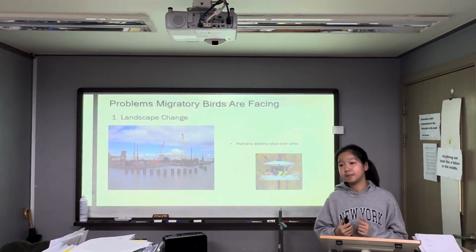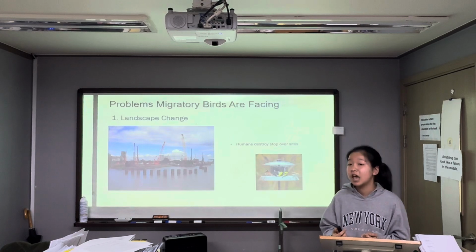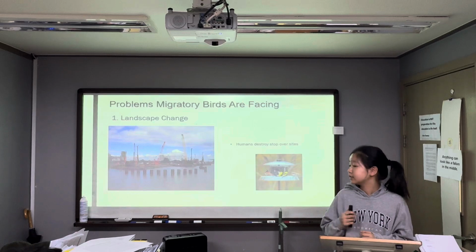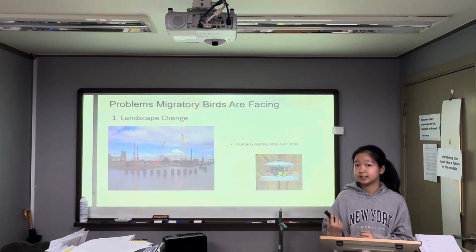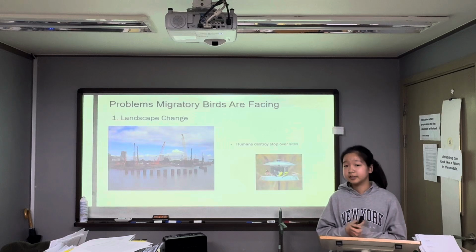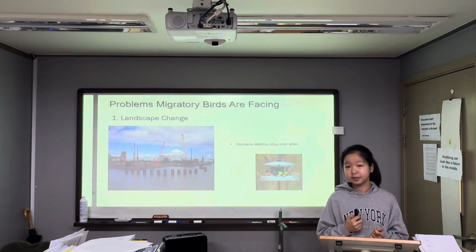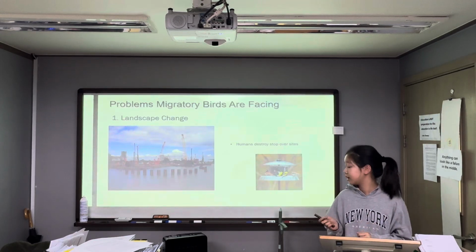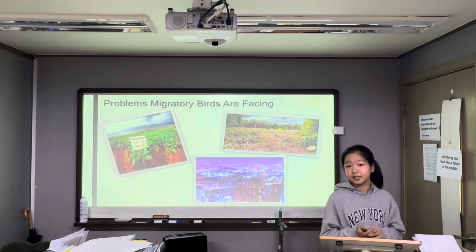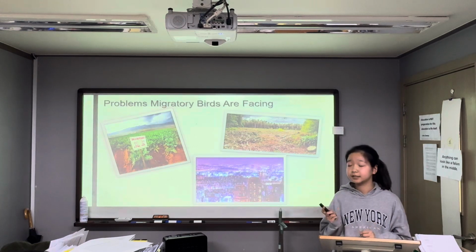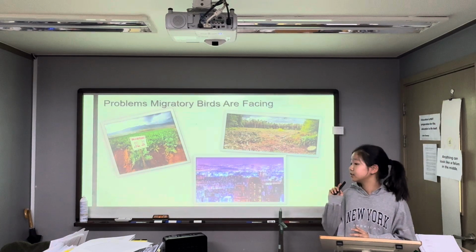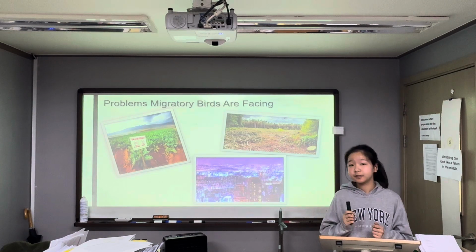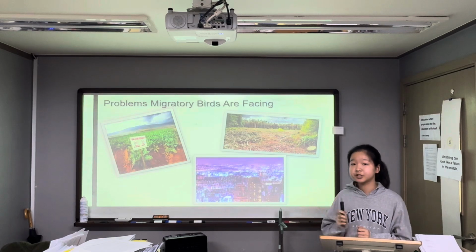Migratory birds have been migrating ever since they existed, but nowadays there are some problems they are facing. First, landscape change. Humans are altering migratory birds' important rest overs, which they have been using for decades. Other than landscape change, there are other problems like pesticide ingestion, habitat loss in suburban developments, and disorientation from light pollution and structure collision.